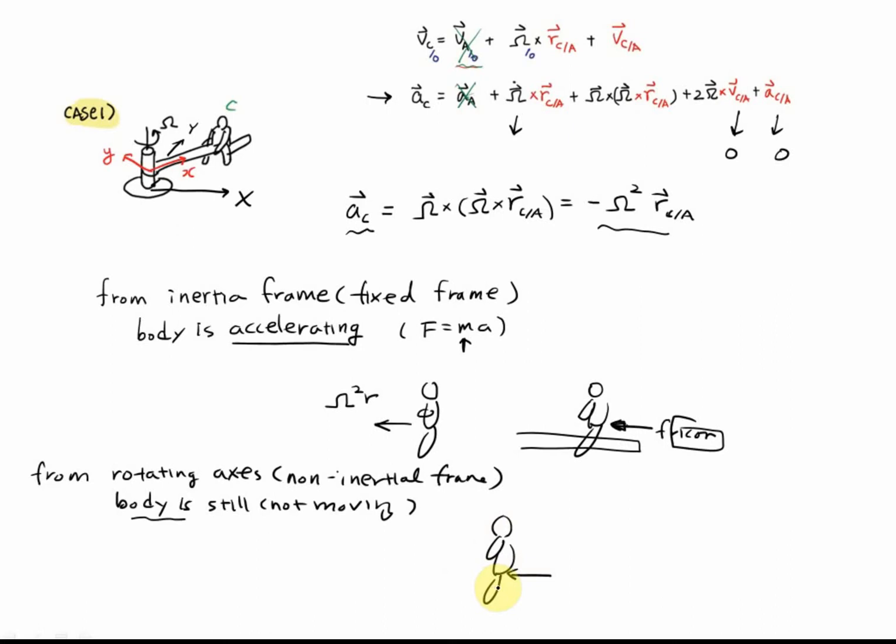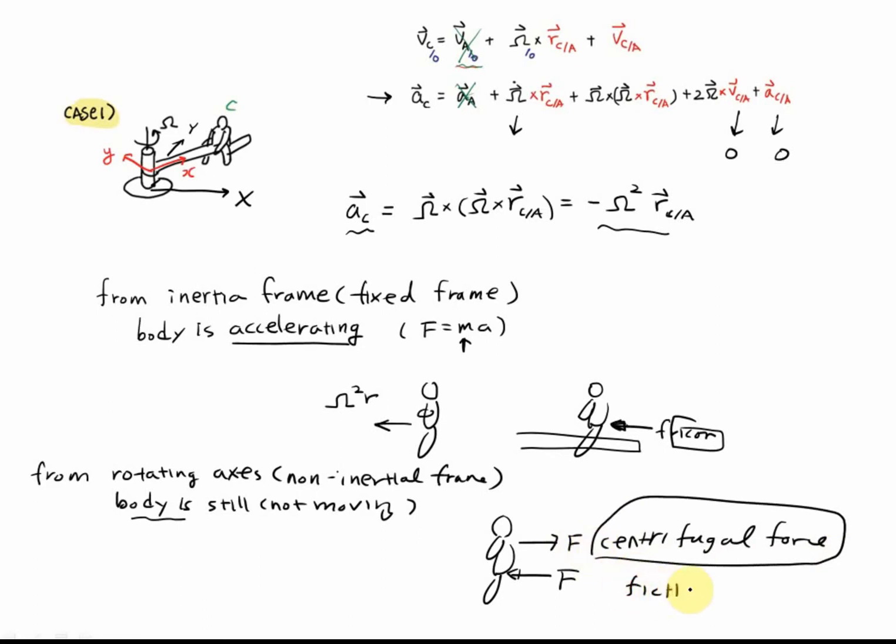But when you observe this person with respect to the rotating frame, the person is not accelerating. The person is not accelerated, which means there might be some force that counterbalances this friction force. We have to come up with that force. That is the centrifugal force. Okay, but this centrifugal force is a fictitious force because we came up with this force to describe this phenomenon.